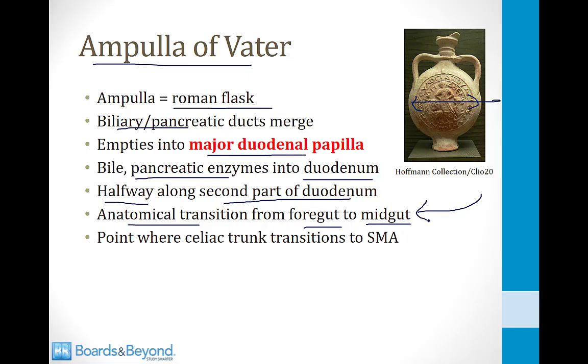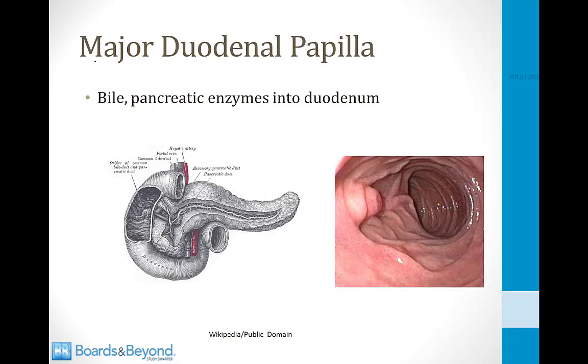But what I want to mention here is that because the duodenal papilla represents the transition from one embryologic structure to another, there is a different blood supply before and after the duodenal papilla. Before the papilla, the blood supply to the duodenum comes from the celiac trunk. After the duodenal papilla, the blood supply comes from the superior mesenteric artery, and that's because the blood supply is derived from different embryologic structures.